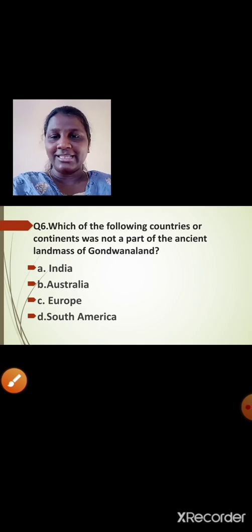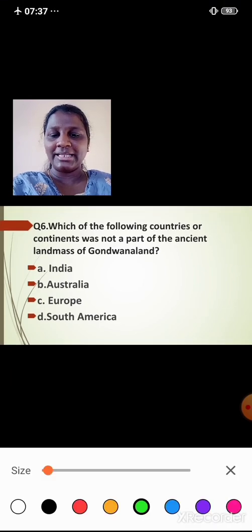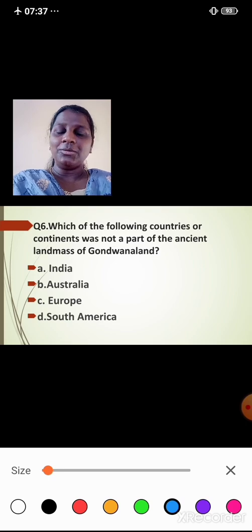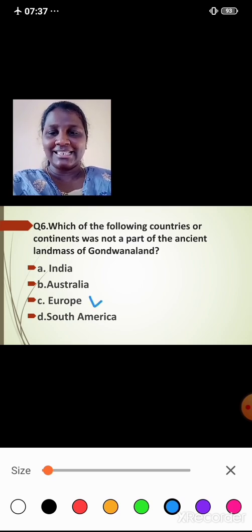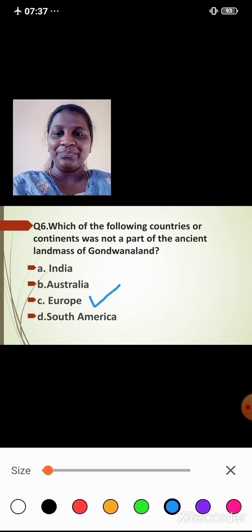Which of the following countries or continents was not a part of the ancient landmass of Gondwana land? Option A, India. Option B, Australia. Option C, Europe. Option D, South America. Yes, the correct answer is option C, Europe. Europe was not a part of the ancient landmass of Gondwana land.